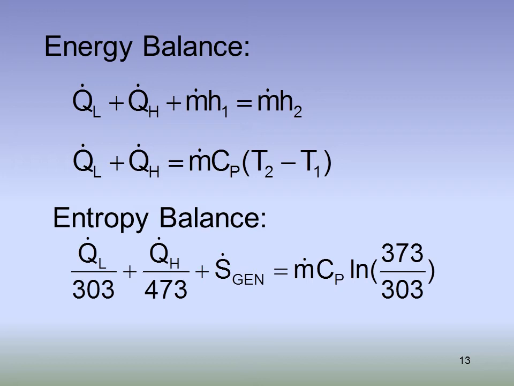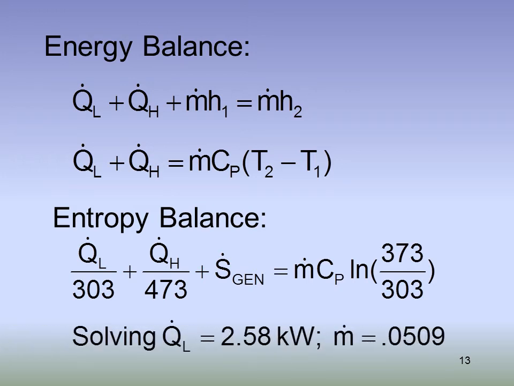And QH is given. So the result is QL equals 2.58 kilowatts. Now that's great. We brought in 2.58 kilowatts. Think of that as almost free energy from the surroundings. And that 1 kilowatt that we had at the high temperature we also used, so we're managing to squeeze in really 3.58 kilowatts into that air. With that, we can heat the air. We can heat 0.0509 mass units of air.